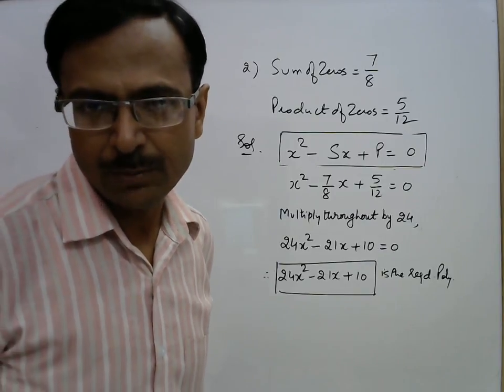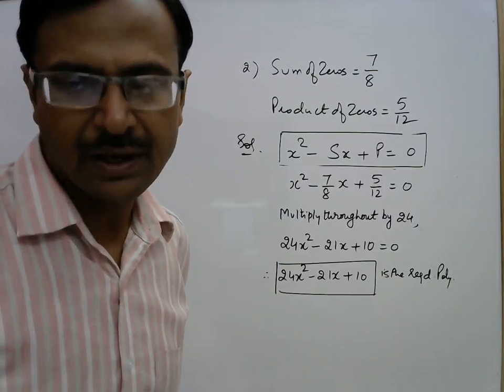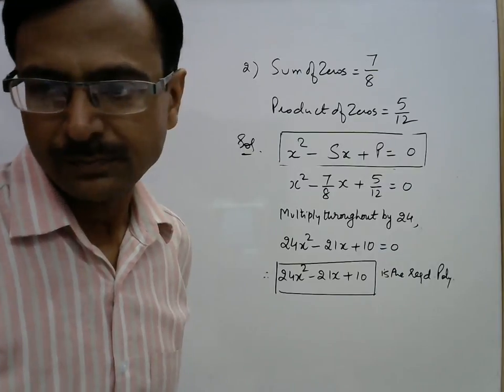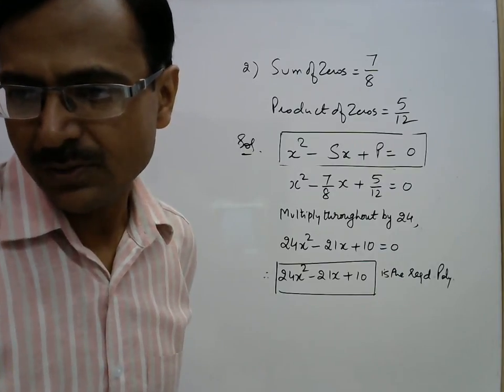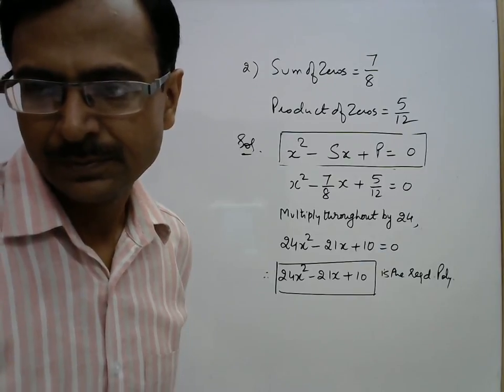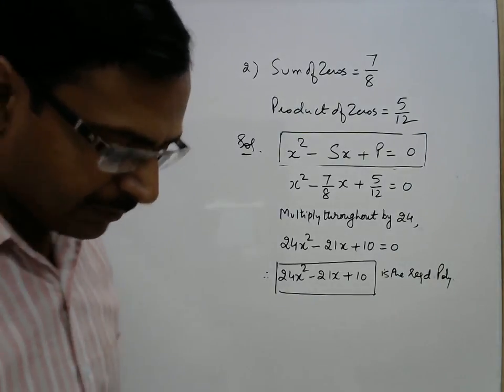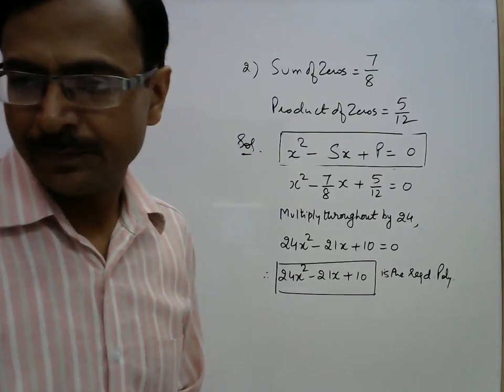Okay, so I've done it on the board. You can verify your answer and the steps which I have followed to get that answer. 24x square minus 21x plus 10. Bhavya, very good. Okay, now let us have two more steps added to this question.